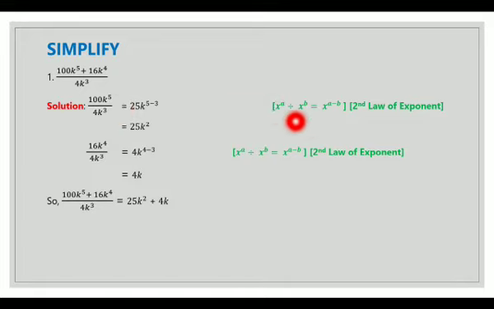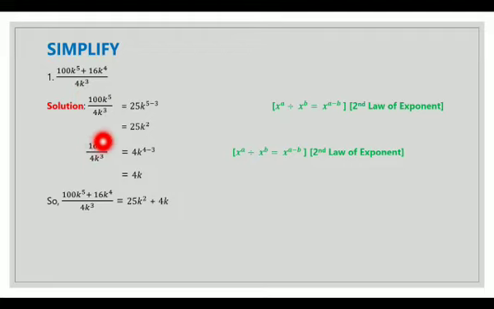So by using the second law of exponents, x raised to a divided by x raised to b equals x raised to a minus b. I have just subtracted the powers of the exponent, that is 5 minus 3, which comes to be 2. So 25k square. The second split, that is 16k^4 upon 4k^3.